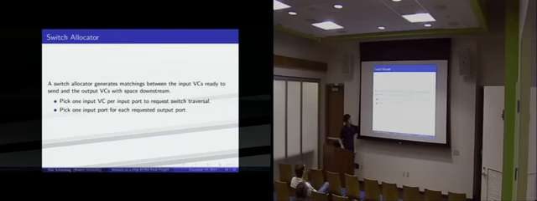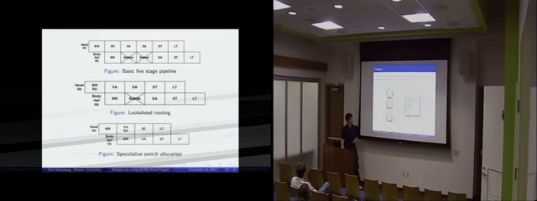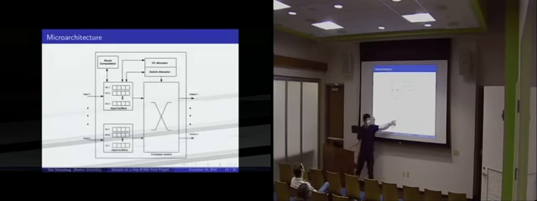The switch allocator, perhaps a little easier to visualize. I want to generate matchings between the input virtual channels that are ready to send and the output virtual channels that have space downstream. And what I do is at each input port, I'm going to pick one input virtual channel that's going to request switch traversal. Because again, the way I've drawn it back here, I can only send one virtual channel at a time. There's no point in saying multiple of these can try to win.